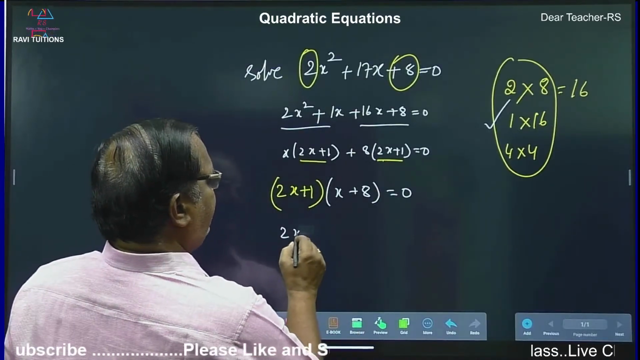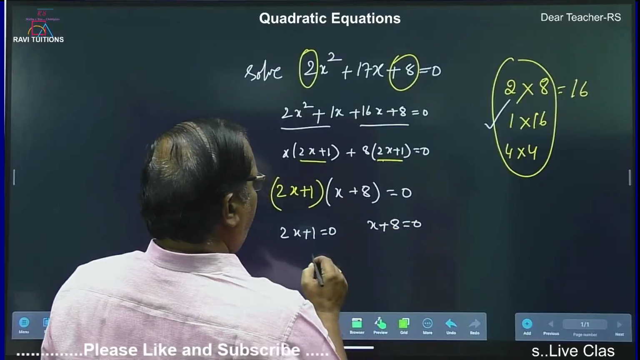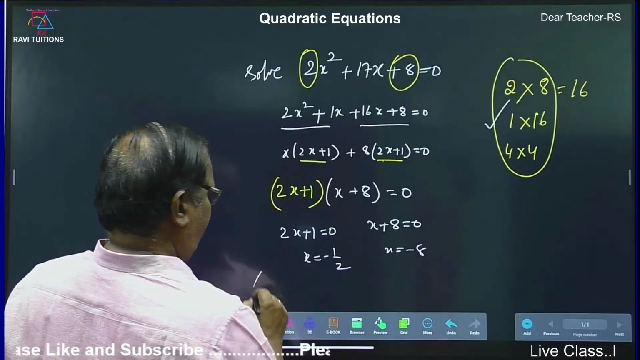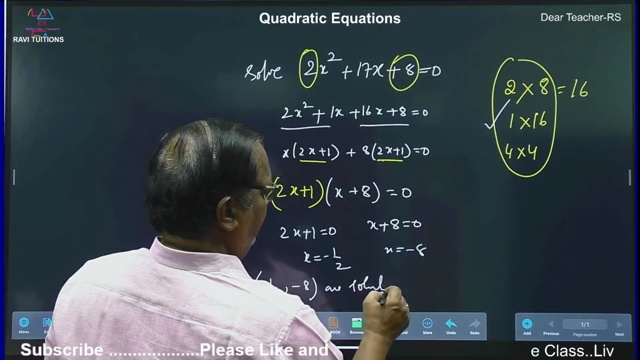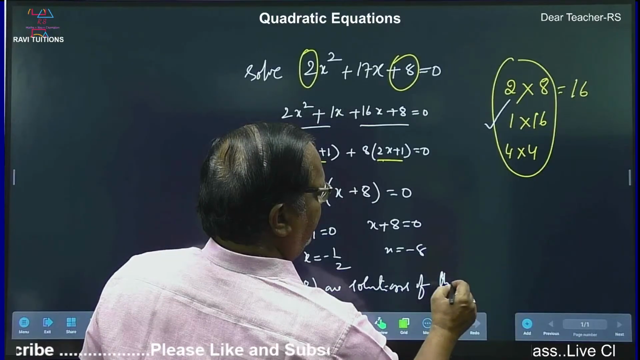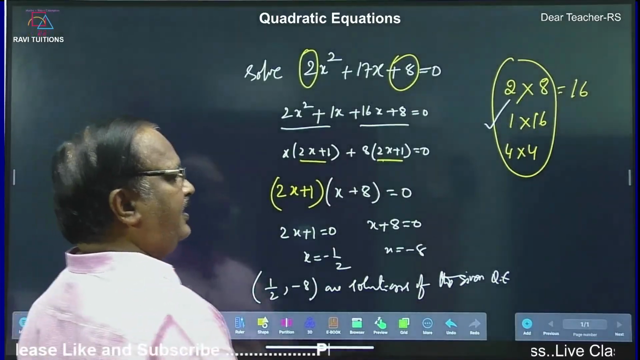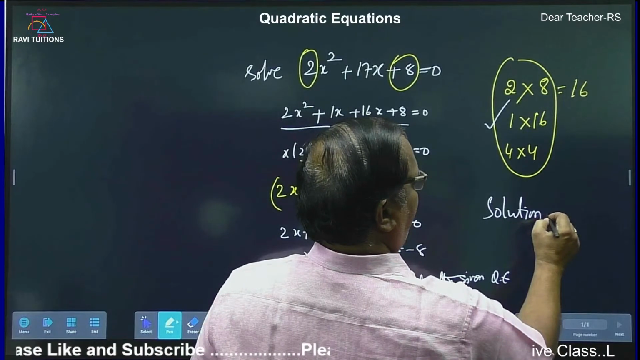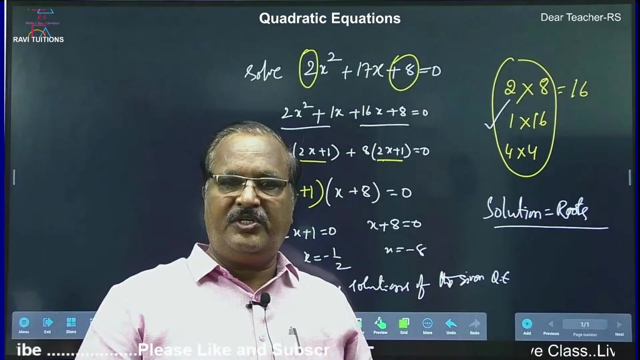So 2x plus 1 is equal to 0 and x plus 8 is equal to 0, so x is equal to minus half and x is equal to minus 8. Therefore, minus half and minus 8 are the solutions of the given quadratic equation. Another name for solution is roots. Find the roots, find the solution, both are okay.